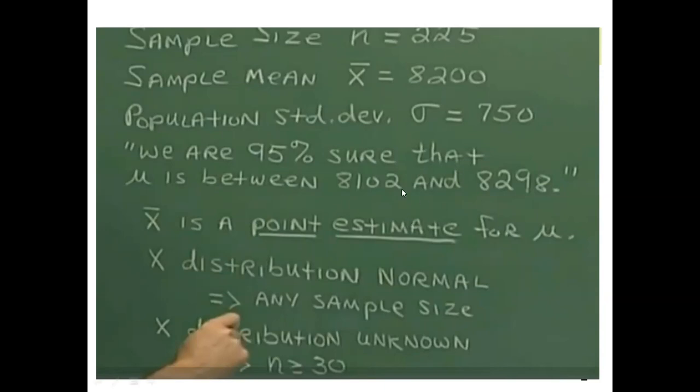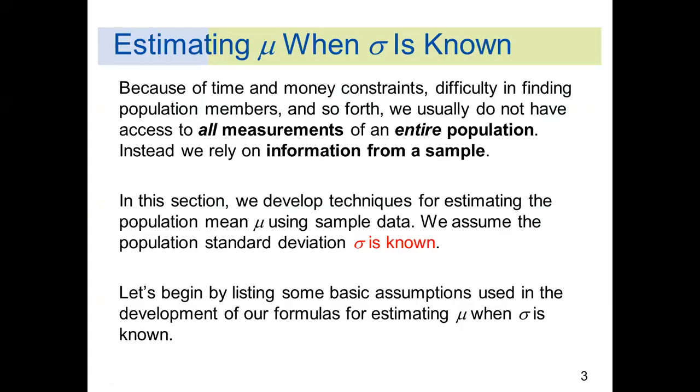All right, so we're going to use the sample mean as what's called a point estimate. And what we're going to do is come up with what's called a confidence interval. Because of time and money constraints, difficulty in finding population members and so forth, we usually don't have access to all the measures of an entire population. Instead, we rely on information from a sample. This is how things are done.